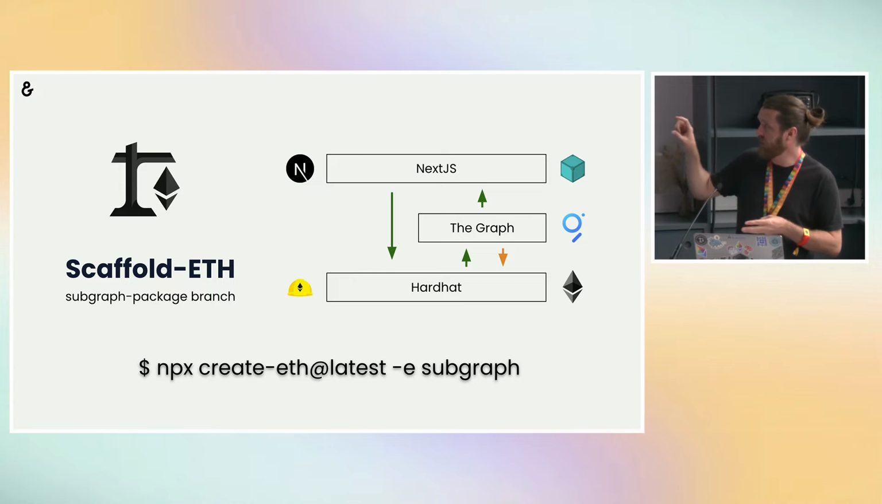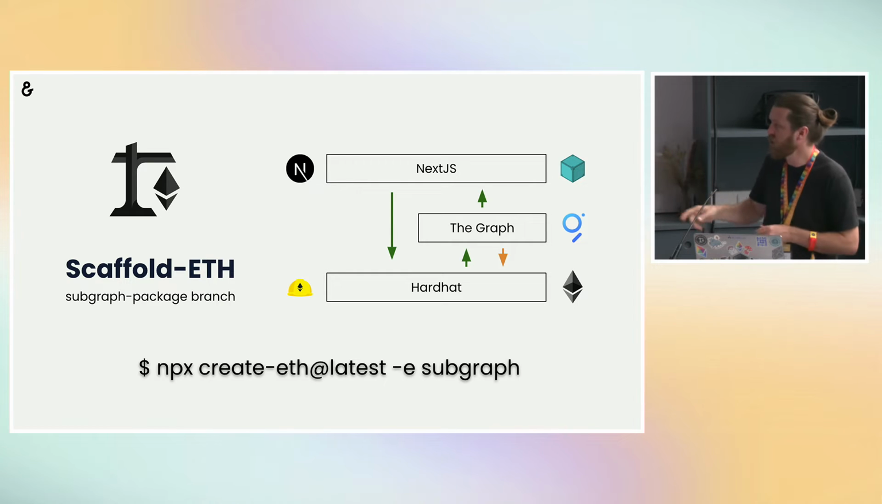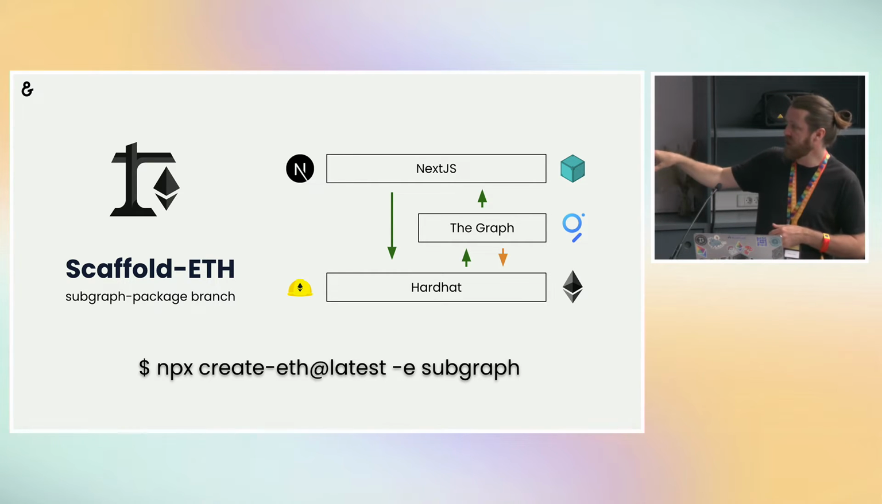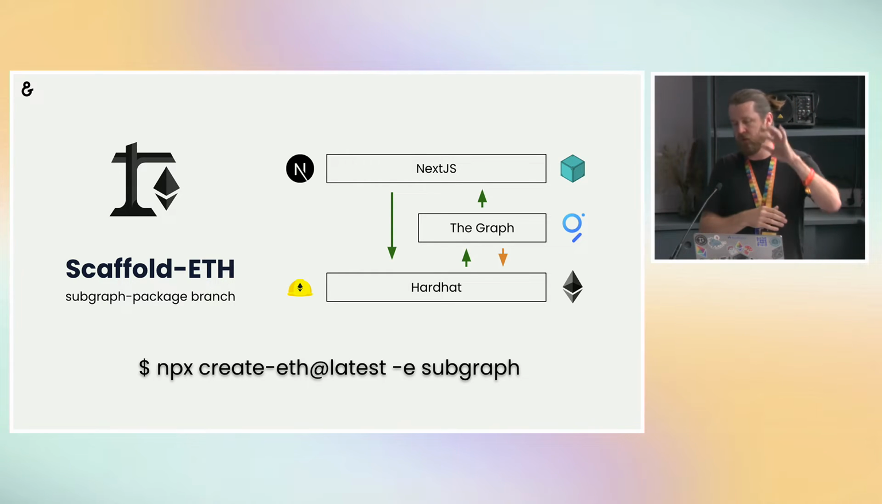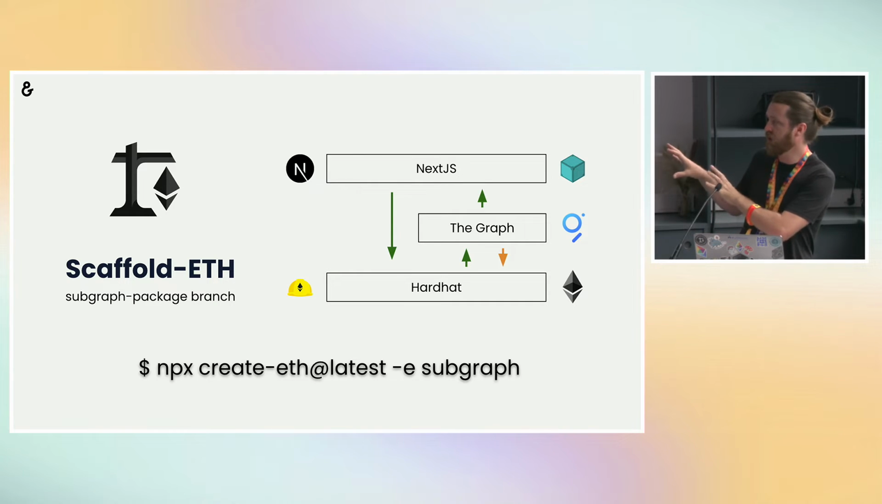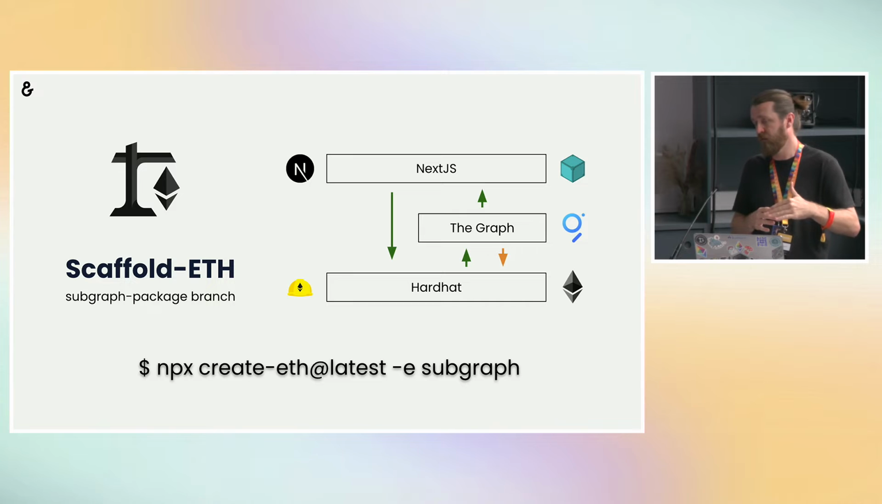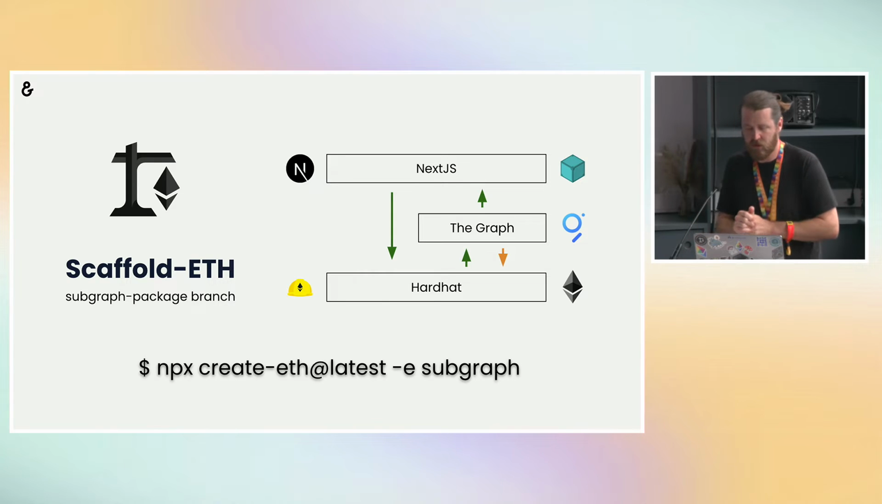And it has this extension system that is being added, and the very first extension added was a subgraph support. So you can run npx create-eth@latest with the -e flag subgraph, and it will spin up the monorepo for you, the full stack with Scaffold-ETH, and The Graph running inside of Docker with an example subgraph, with an example smart contract, like literally just a great boilerplate starting point. So I would definitely recommend you guys check that out.